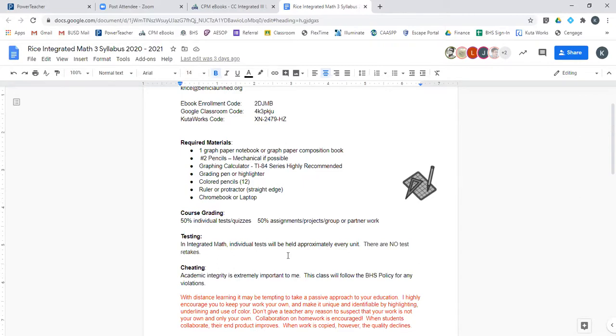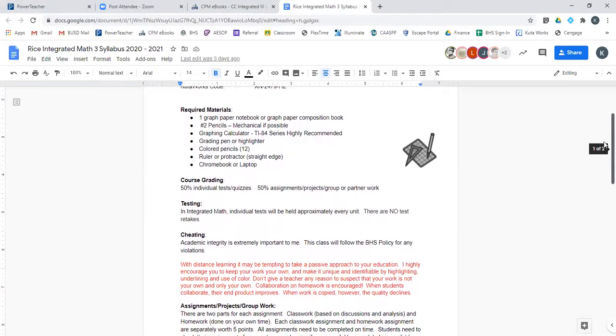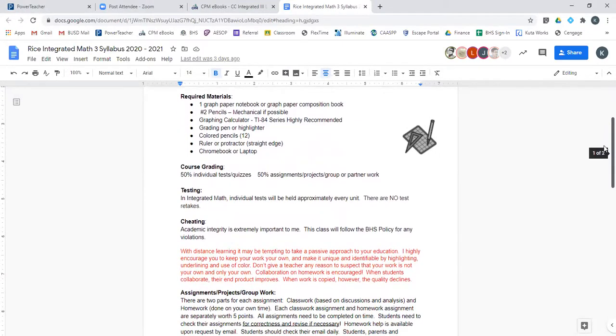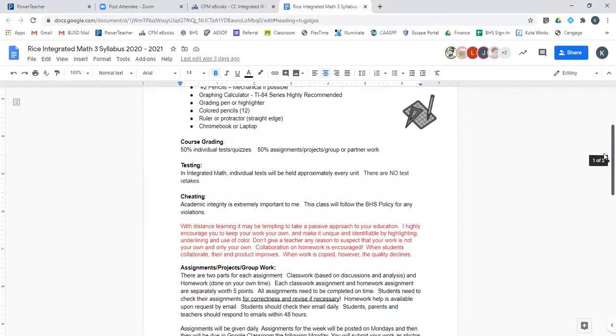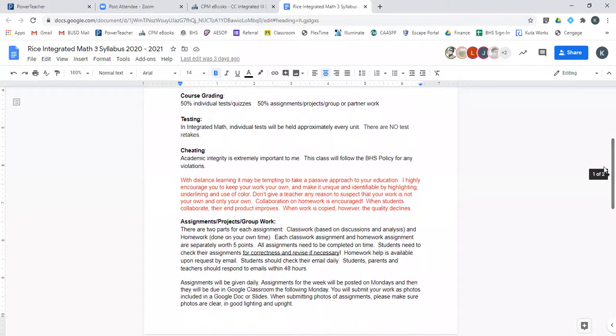Tests will be approximately every unit. There are no retakes. Quizzes, we're still deciding what we're going to do and how often, but they will most likely be happening, but they'll be worth less, and I'll let you know. I don't plan on just surprising you with a quiz at any point right now.